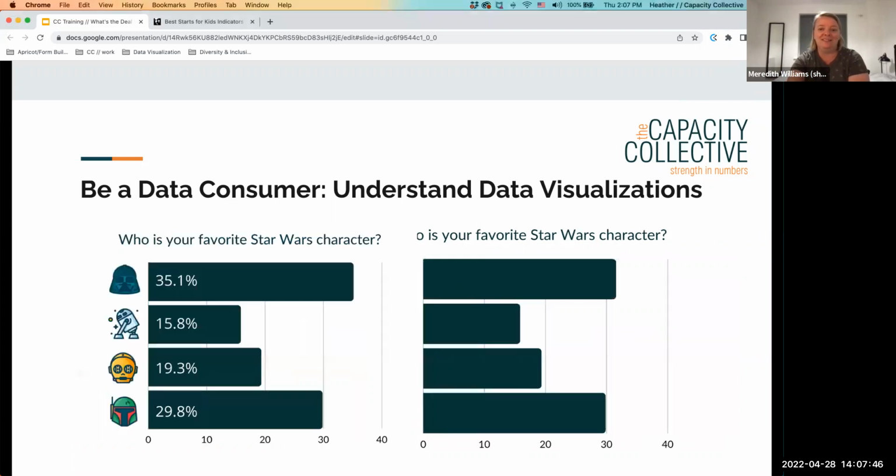All right, let's look at the next slide. Here is another way of looking at the same data. So again, we've got bar charts, but what's different about these compared to the slide before? Does anyone see anything different? Other than horizontal versus vertical?